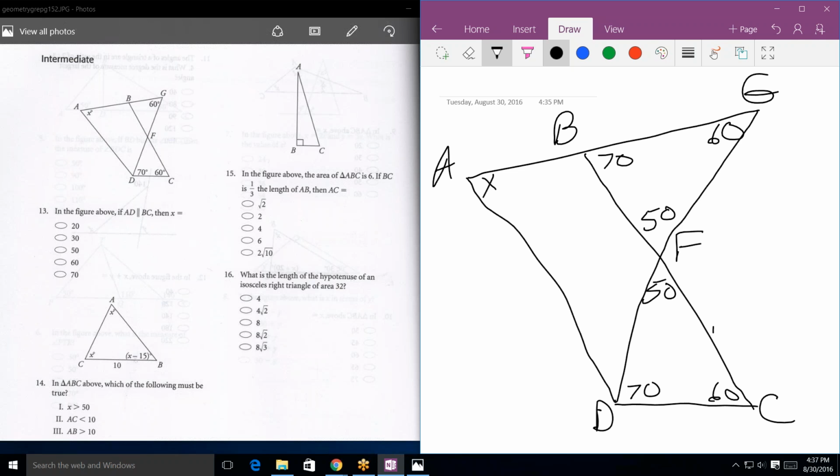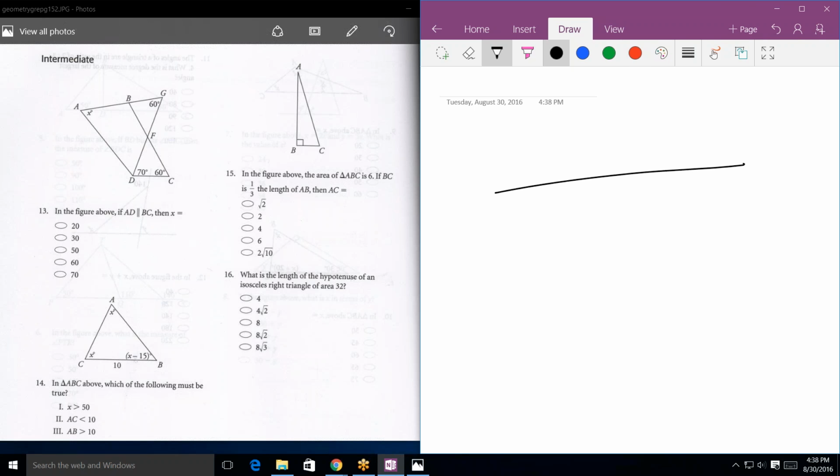Remember that this line, and here's what that means, that line is parallel to that line. That says something about this angle and that angle. What does it say about that? It means that x is 70. In other words, it all comes down to two parallel lines and a transversal.